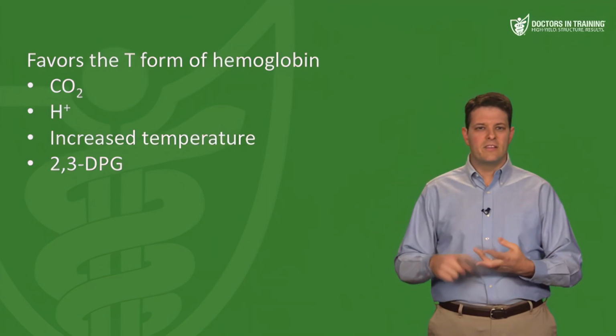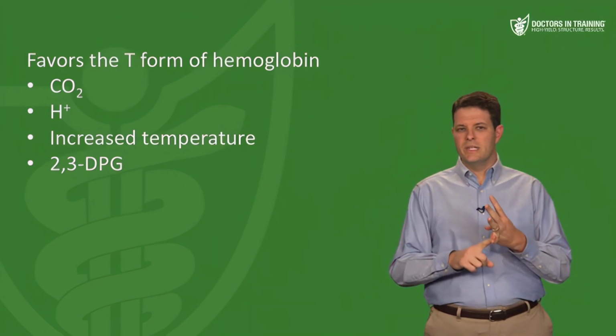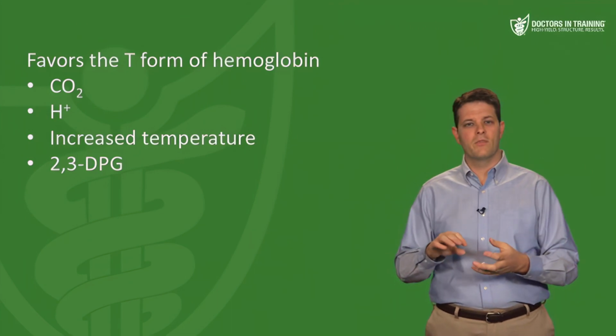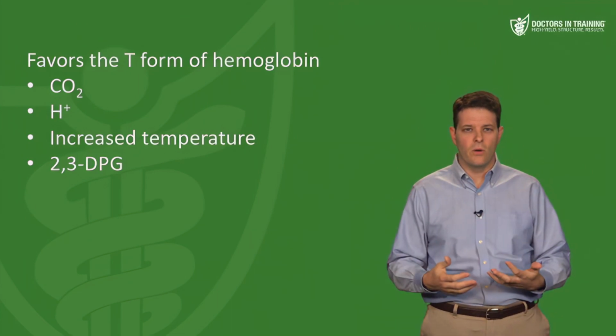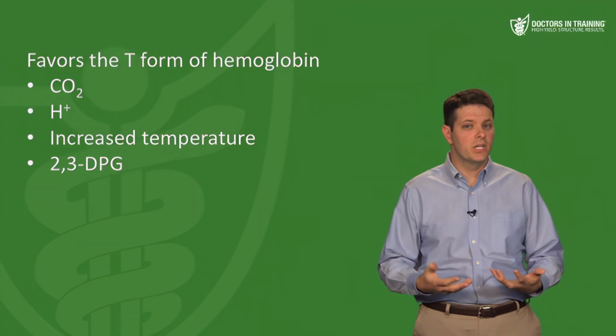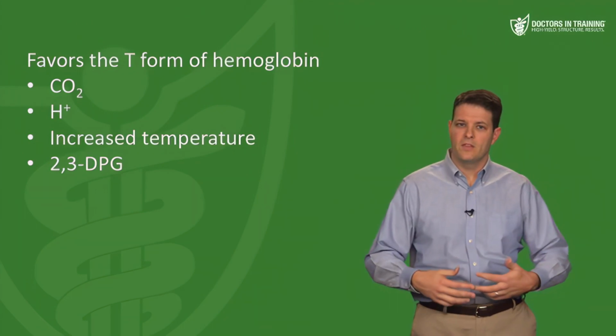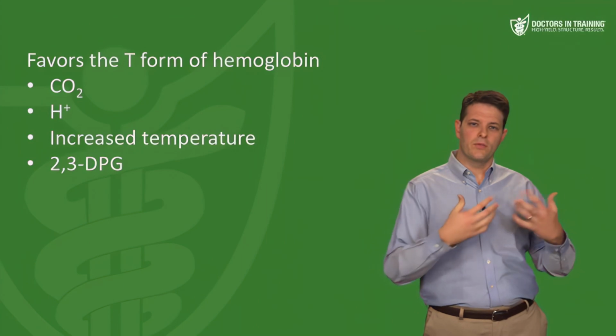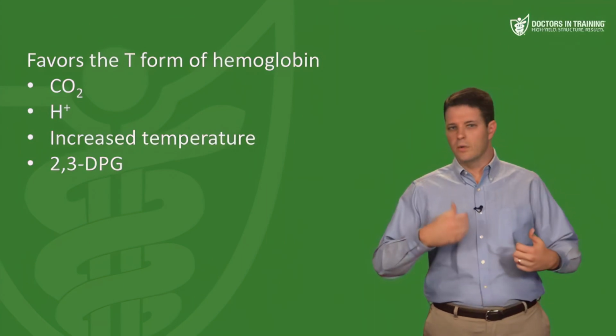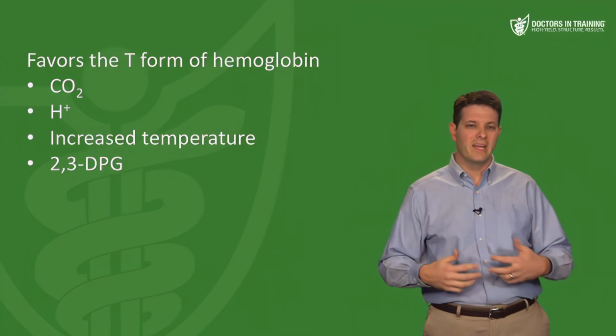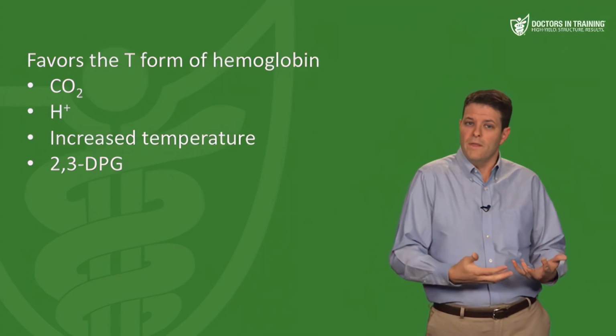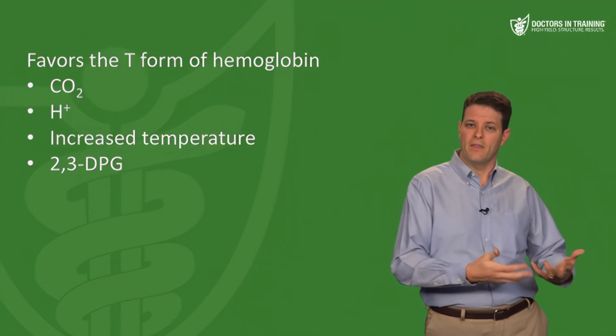But anyway, CO2 and acidosis and increased temperature and 2,3-DPG all favor the conversion of hemoglobin from the R form to the T form so that oxygen will be unloaded to the tissues. This makes sense. As hemoglobin carries oxygen out to the peripheral tissues, like the muscle tissues, and they're working really hard, and they're using a lot of glucose and making a lot of CO2, you would want the hemoglobin to unload the oxygen at those tissues.